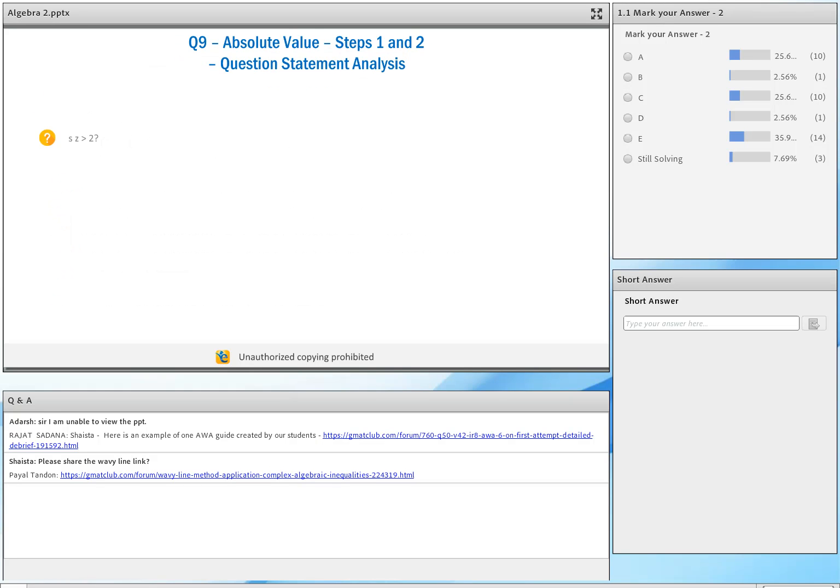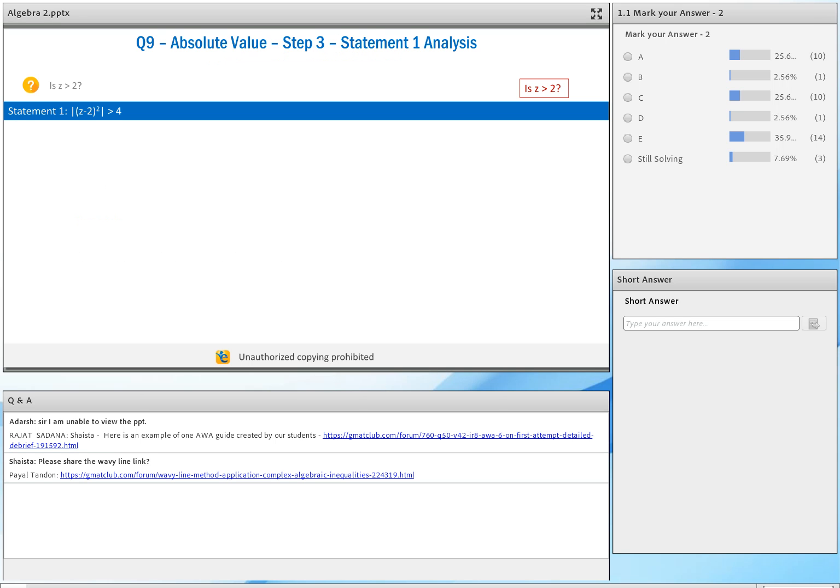Okay, so let's look at the solution. I'm not going to tell you the answer just yet. So what we have to find out is z greater than 2. There's no constraint given to us, nothing else. Let's take a look at statement number 1.